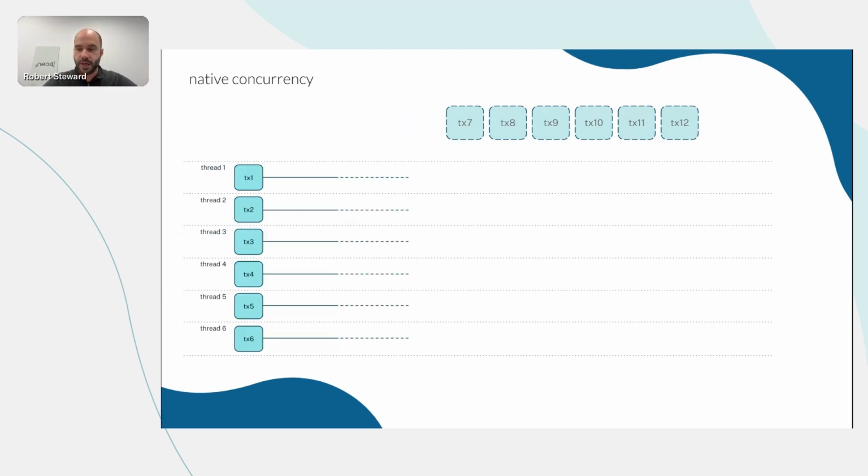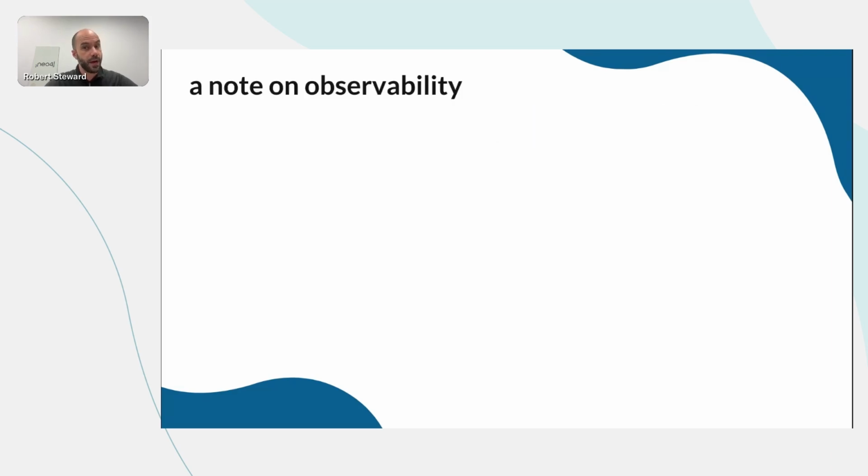Each one will pick a transaction off the queue and begin working. And then in this case, we see that transaction 3 is finished, so thread 3 will commit its work and then pick the next one off the list, in this case, transaction 7. So concurrency. This throws up an interesting situation if we start performing writes to the graph.